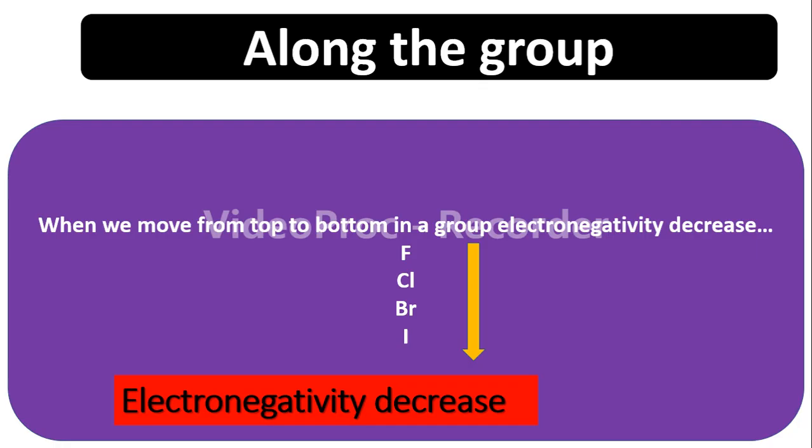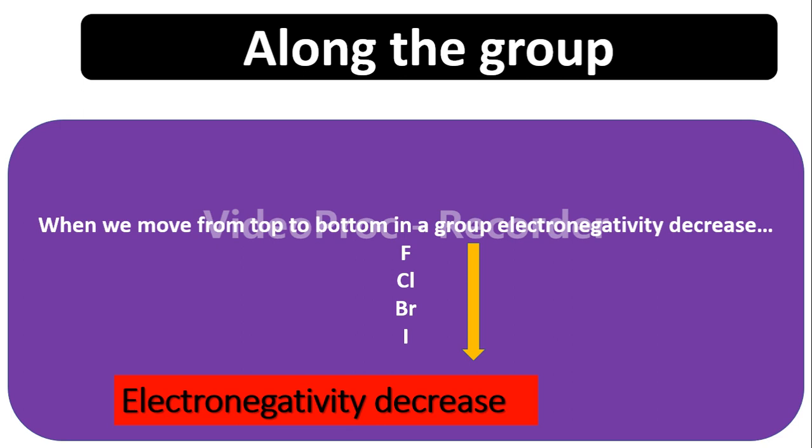Similarly, when we move along the group, meaning from top to bottom in the group, the electronegativity decreases. The phenomenon of electronegativity is observed, for example, in the halogen family. When we move from top to bottom, from fluorine, chlorine, bromine, and iodine, all these elements have 3 lone pairs, 3 non-bonding electron pairs. But fluorine is more electronegative as compared to iodine, which has the same number of lone pairs.